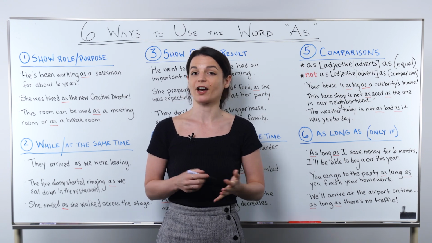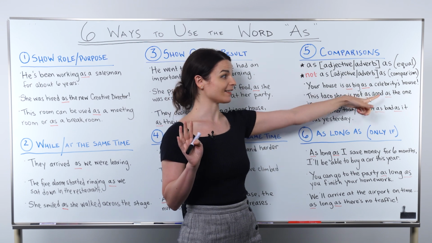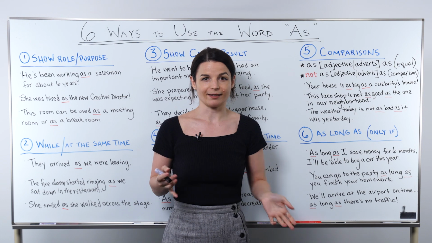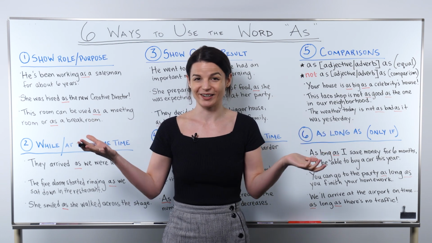So let's review with a couple of examples. First, "Your house is as big as a celebrity's house." Your house is as big as a celebrity's house. So that's like saying your house is the same size as a celebrity's house. Maybe it's really big, right?